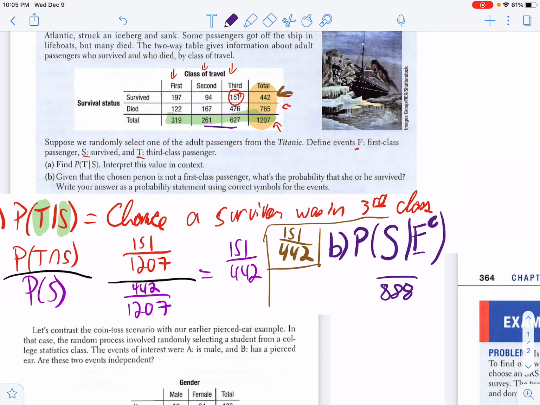And how many survivors were in those two groups as well? So I need to know my survivors in these two as well. So it's 94 plus 151, which is 245. So there's our probability for that one. All right, and we could use our formula again if you want, but that's probably easier in this case.